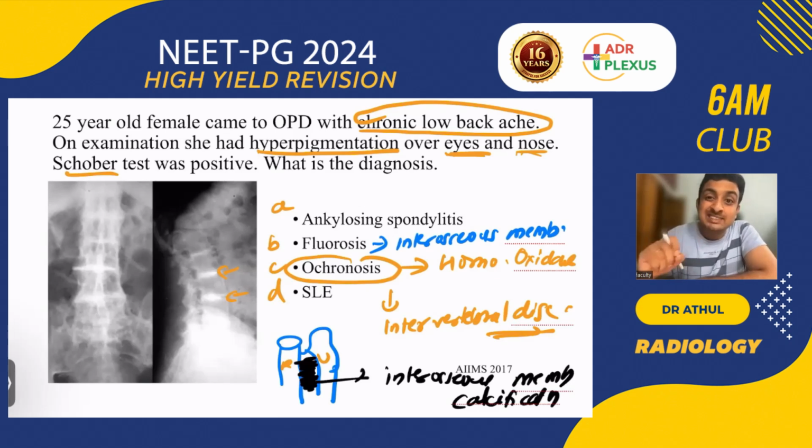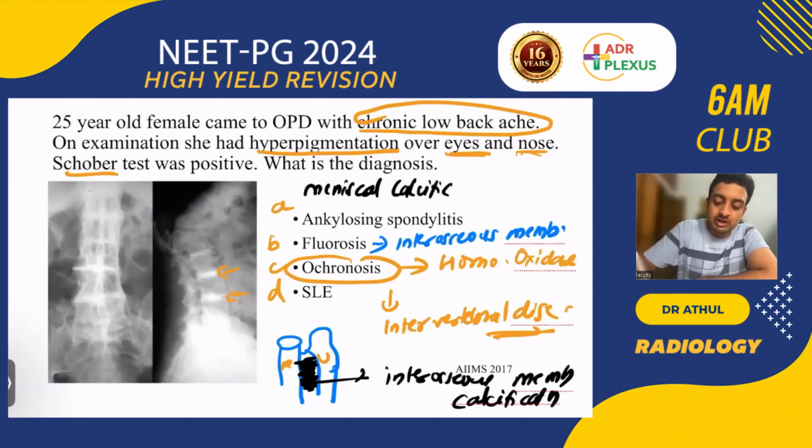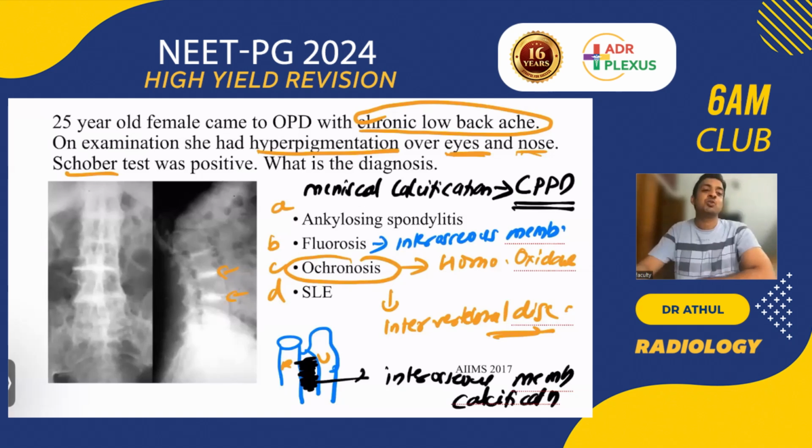Imagine they are showing meniscal calcification in the knee joint. Usually the meniscus will not be calcified, but if they are showing an X-ray of meniscal calcification, what will be the diagnosis? Where will you see meniscal calcification? Any idea? Have you seen our workbook again? What is pseudogout? It is also called CPPD, calcium pyrophosphate. Excellent. That is pseudogout, calcium pyrophosphate deposition disease. So meniscal calcification is a feature of pseudogout. These are the calcifications that have been asked.